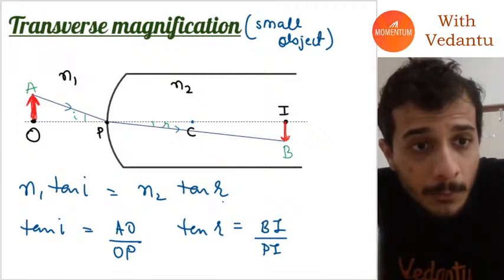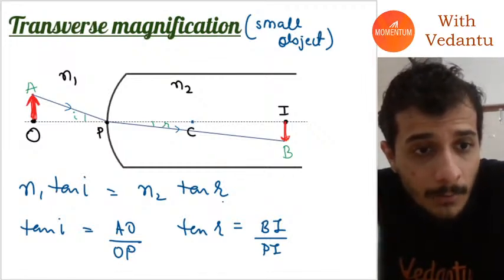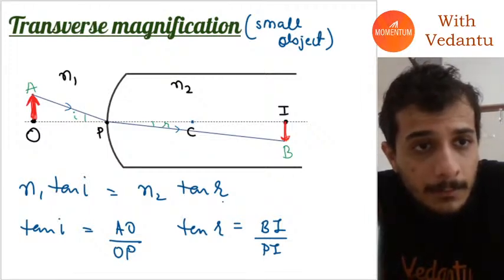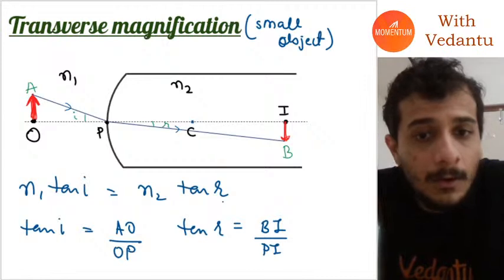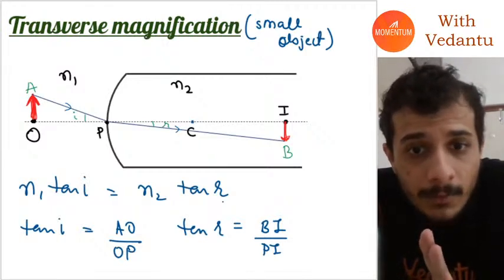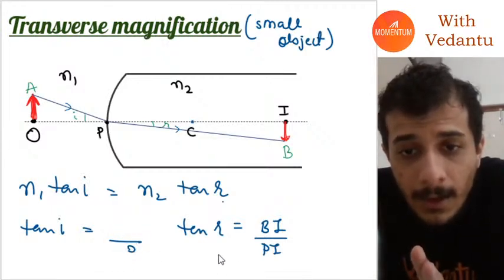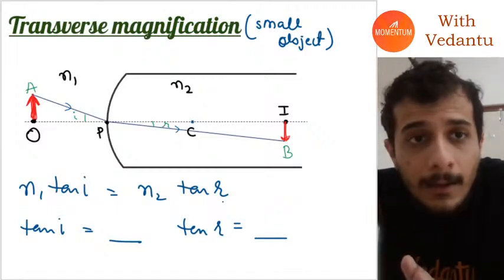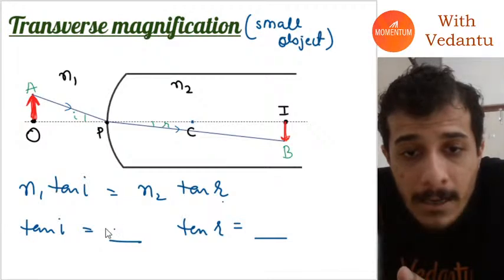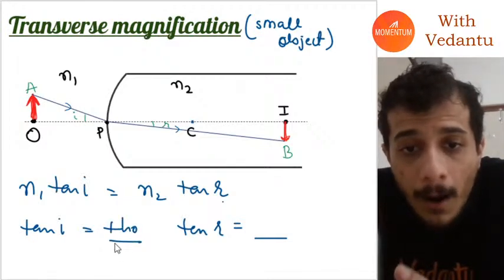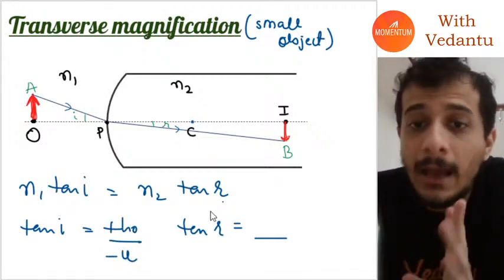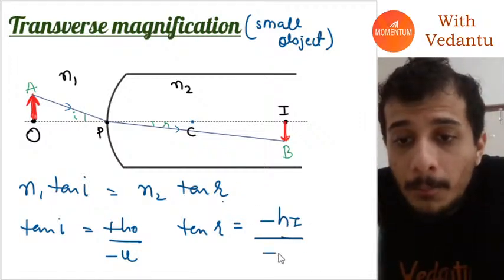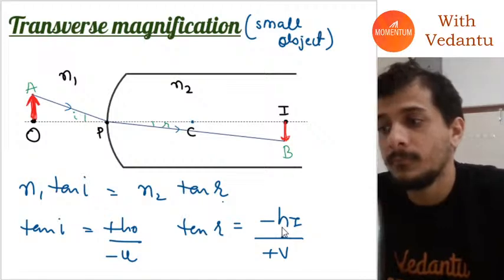we will substitute all of this into our primary equation. Tan i can be written as plus HO upon minus u. Tan r can be written as minus HI upon plus v.